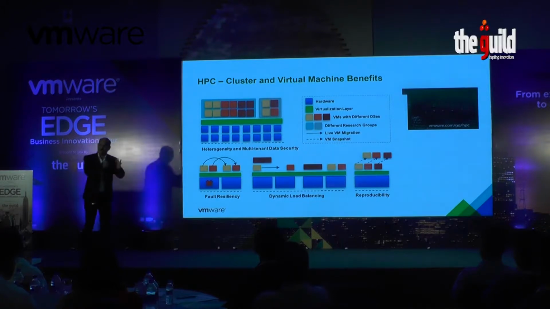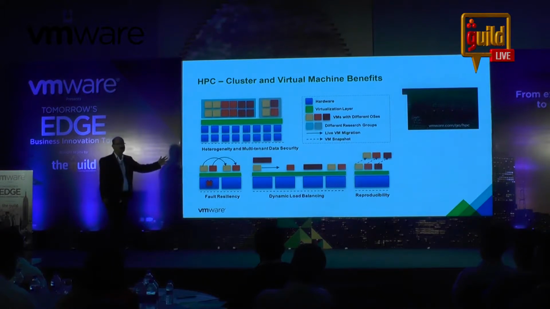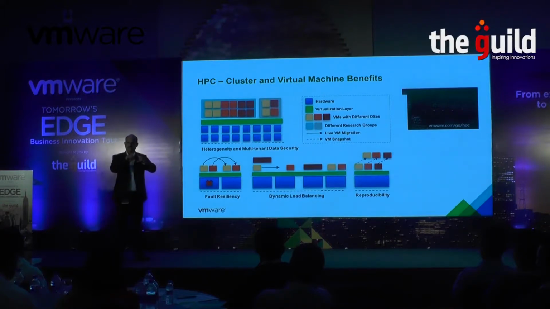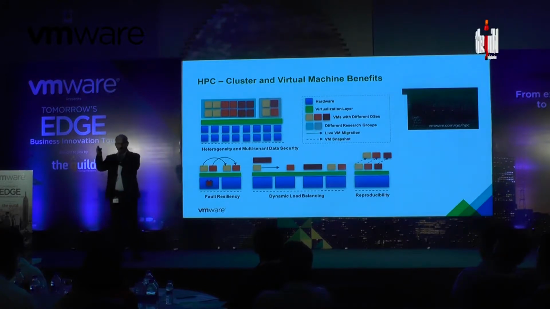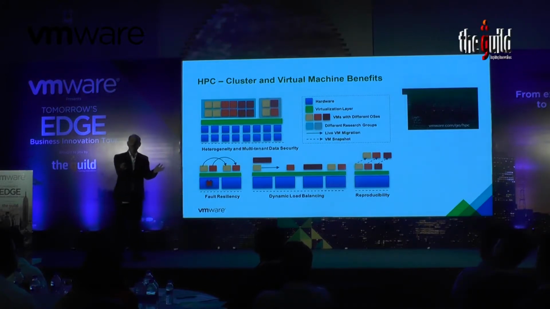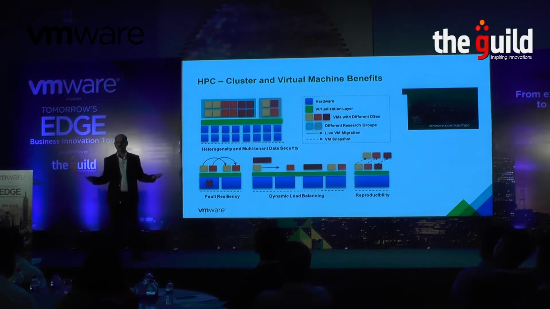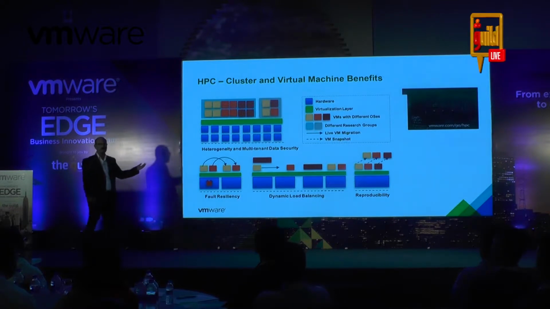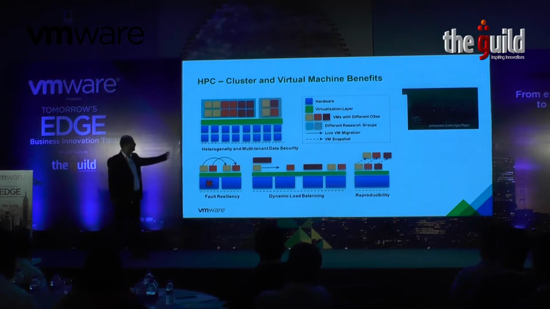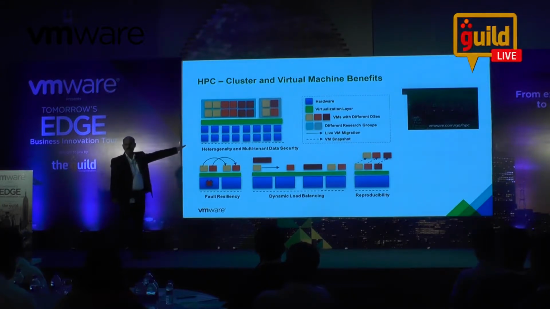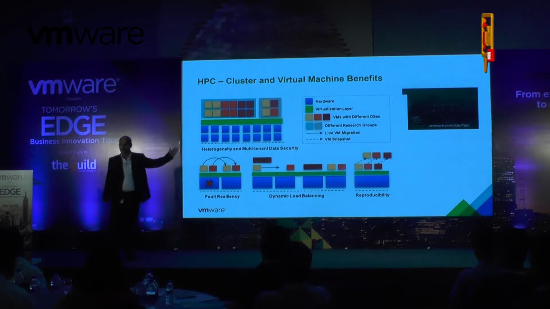If you virtualize this HPC, what you will get is heterogeneity and multi-tenancy data security. So on the same HPC cluster, you can run different groups of research. Each group may have a different operating system, but the hardware is common. This is the great benefit when you virtualize. The second benefit is fault resiliency. If any host goes down, the application workload is not going to be impacted. It is going to move to an available host.